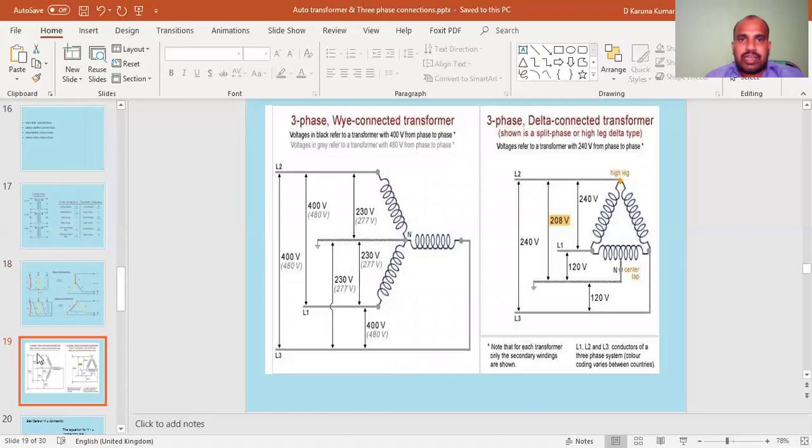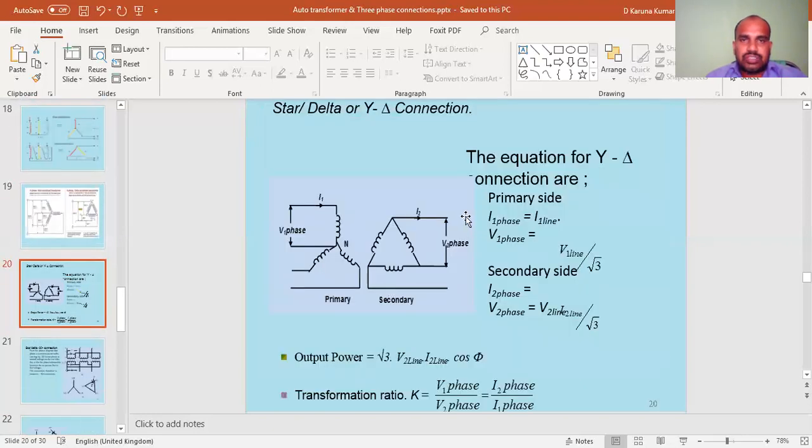Okay, three-phase Y connected transformer. This is a Y connected transformer. These are three windings, 1, 2, 3, and the three windings go to the supply. Okay, one voltage, two and three. This is star connected. Each transformer winding point is one phase, this is one phase, and this is one more phase. This is the neutral.